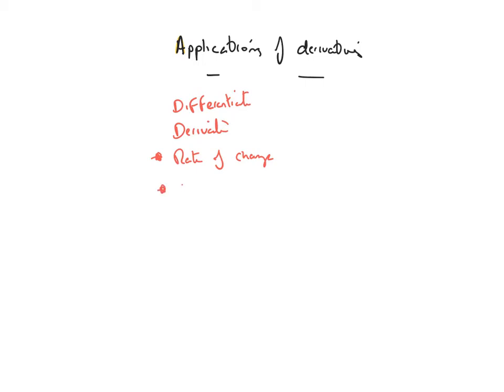Other ones is find the gradient of the tangent. Now, there's more to come with this one, but that's four key phrases or words that tell you to differentiate. Alright, differentiate, find the derivative, find the rate of change, and find the gradient of the tangent.